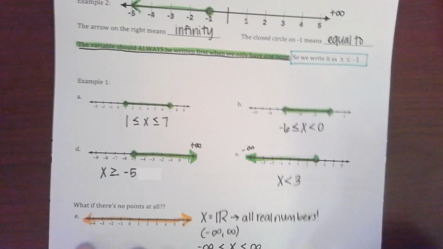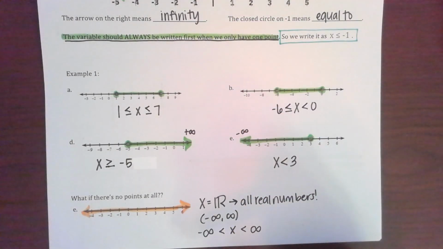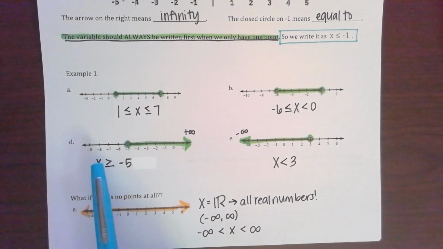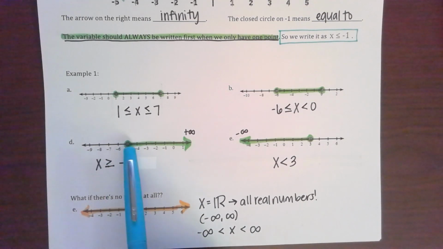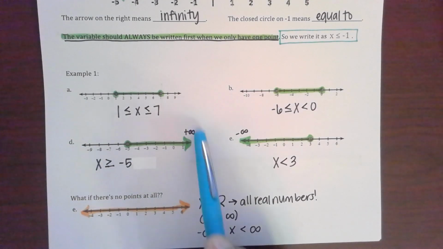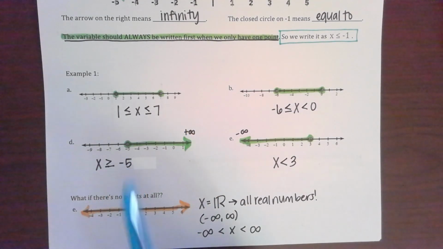If I'm looking at D, this closely resembles example number 2, where I have one endpoint. Automatically x should be written. X pointing in the right direction makes greater than or equal to, because of the closed dot at -5, because the arrow is approaching positive infinity. So my answer should be x is greater than or equal to -5.